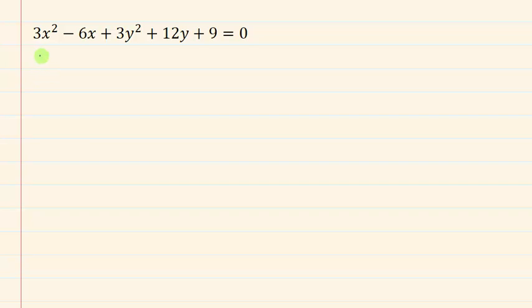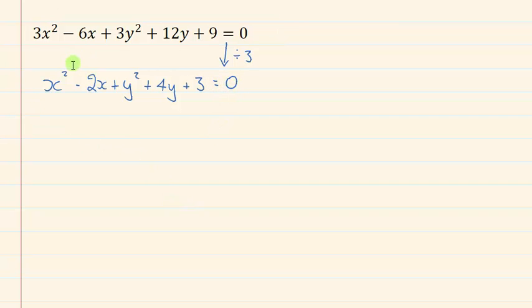To find the centre and the radius of the circle whose equation is 3x squared minus 6x plus 3y squared plus 12y plus 9 equals 0, we'll begin by dividing through by 3 because all the terms have a common factor of 3. So we'll indicate that's what we're doing there. That will leave us x squared minus 2x plus y squared plus 4y plus 3 equals 0.